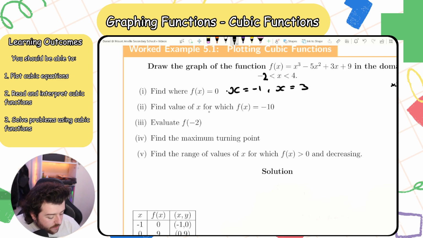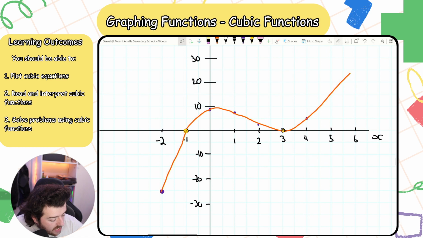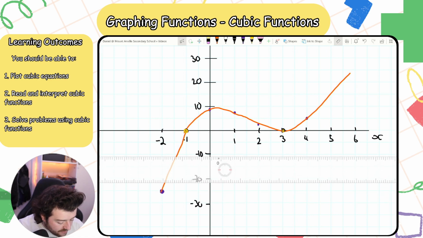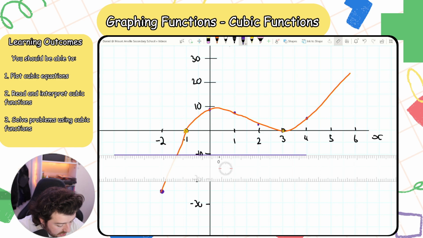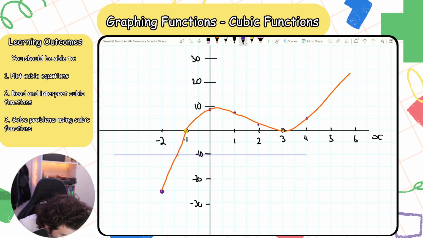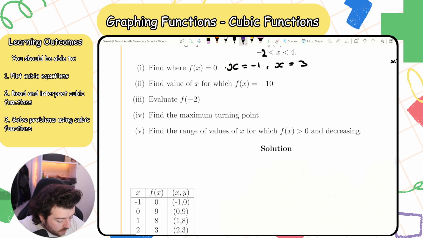Find the value of x for which f of x equals -10. So -10, I'm given the y value, f of x equals -10. So I need to go to -10 on my graph, draw a parallel line, see it hits at this point here. There it is. I go up. That's -1. This is -1.5. So this is going to be -1.4. So when x equals -1.4.